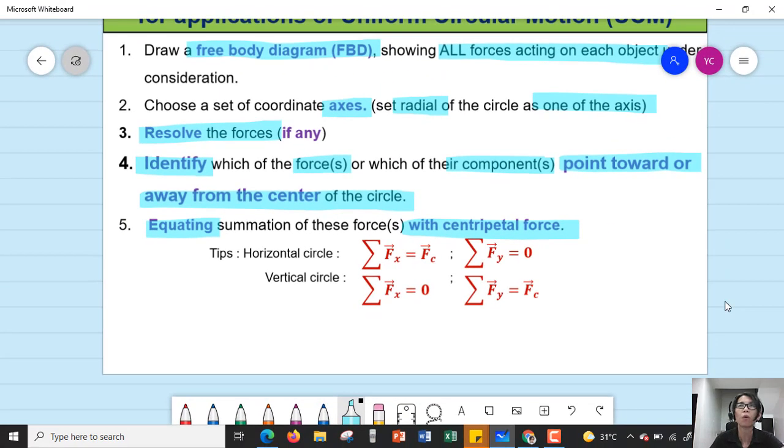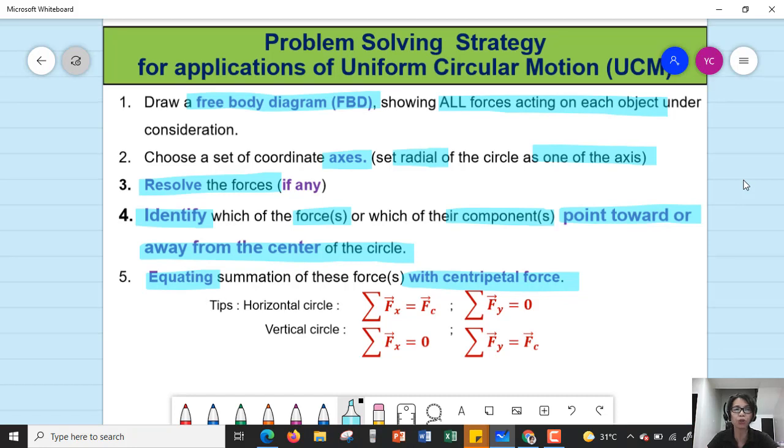Okay class, we are going to use this problem solving strategy throughout the tutorial for any situation given, so that we can solve the questions to find maybe the mass of the object, the velocity of the object, or the forces on an object that undergoes uniform circular motion. So this is the concept we have in uniform circular motion.